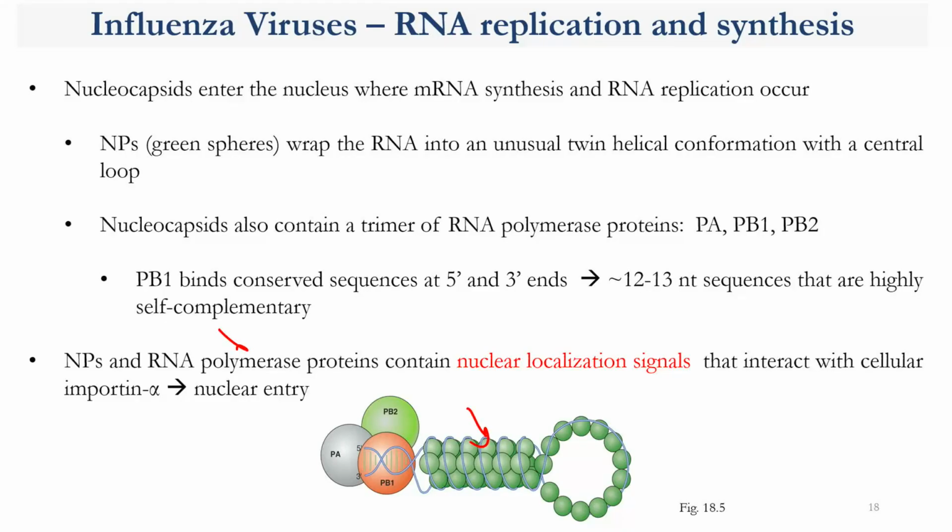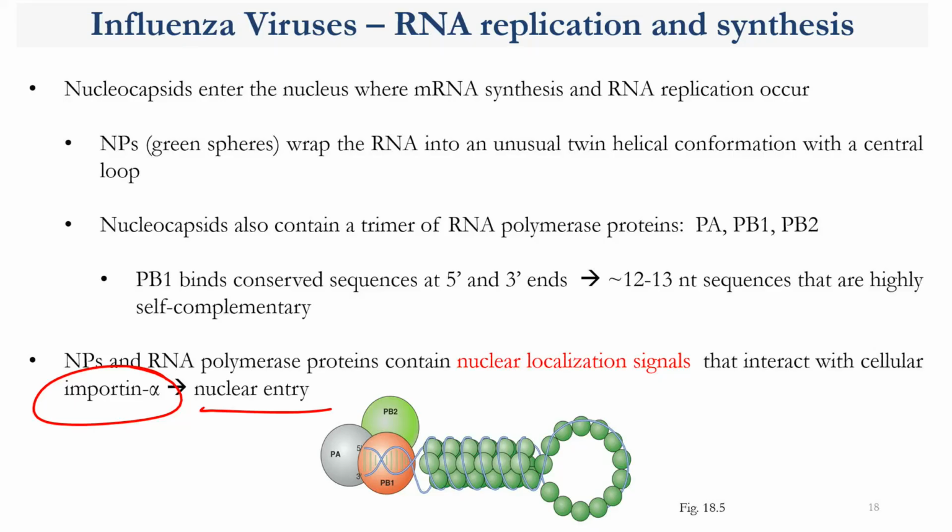Now, your NP protein as well as your RNA polymerase proteins, so this green protein and this whole set of proteins, contain what's called a nuclear localization signal, okay? What that means is that they will target the protein complex to the nucleus. So as a result, it gets inside the nucleus. So it interacts with cellular importins.